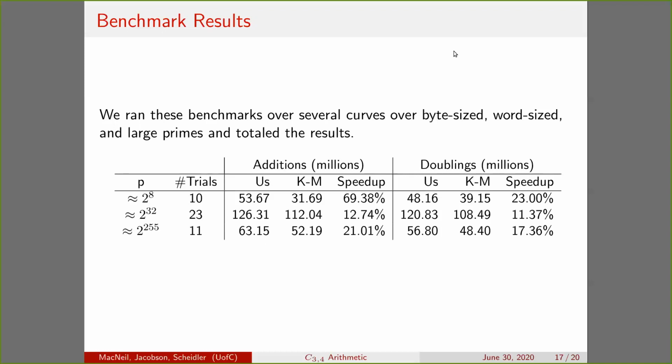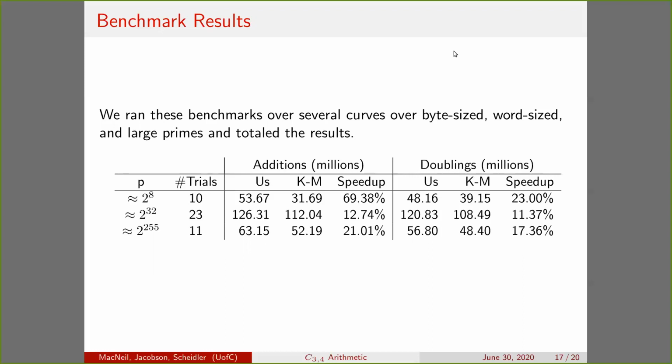Using our formulas, we were able to compute 120 million doublings, whereas we were able to double 108 million divisors using Corey-McDeasy's formulas for an improvement of 11.37%. We found a more significant improvement over very large prime numbers. That's likely due to the increasing cost of inverting a number in a finite field over very large finite fields.